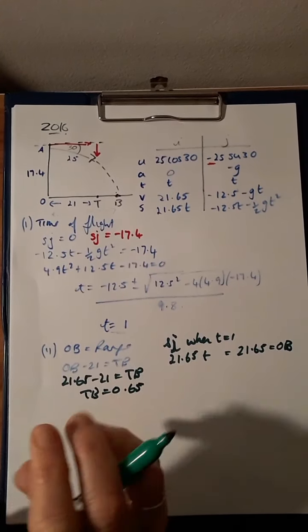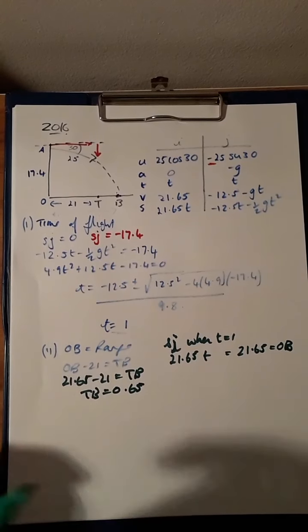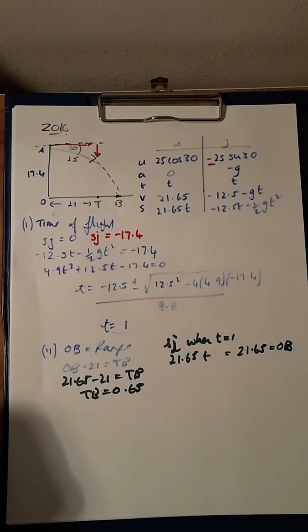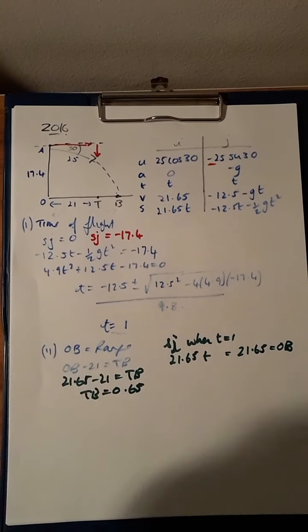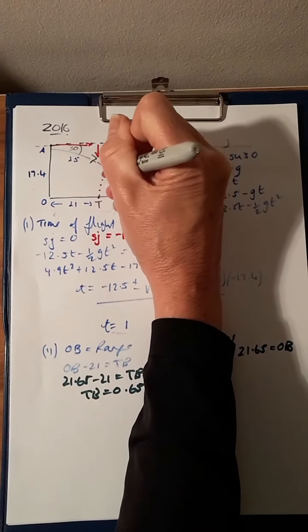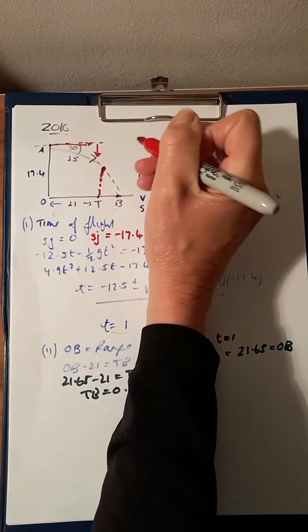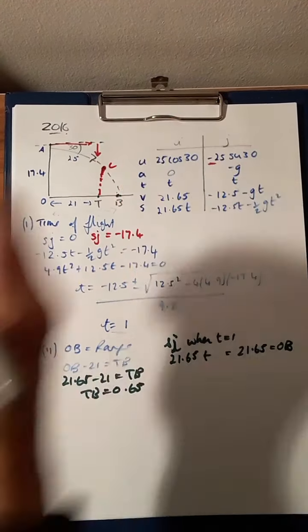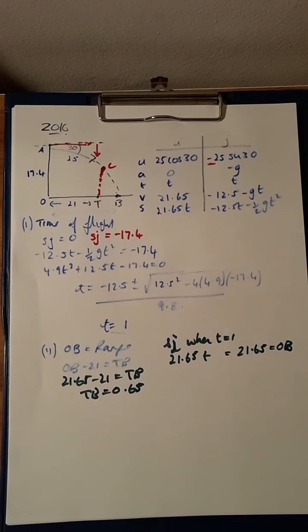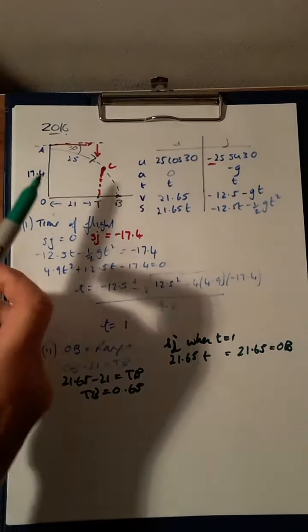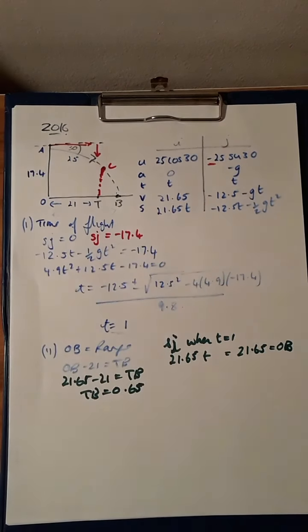So that's the second bit. And the third bit says, the point C is on the path of the ball vertically above T. So there's a point C which is vertically above T here. That position there is C. Find the speed of the ball when it's at C. So the ball's coming down here, it's passing through C.